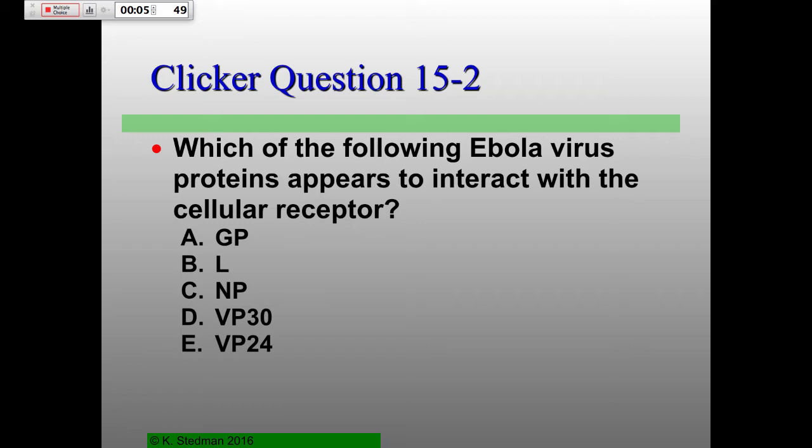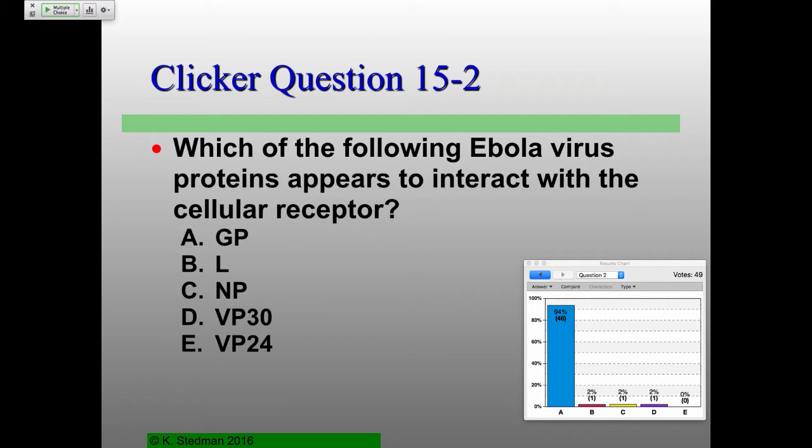So what is the probable cellular receptor? Uh-oh, that wasn't one of the answers, was it? Niemann-Pick C1 is the protein that they solved the structure of. So L protein, again, does what? RNA-dependent RNA polymerase. NP binds to the genome. VP30 changes transcription because of this hairpin structure. VP24, you said don't remember VP24, so I didn't bother. And what does that leave us with?